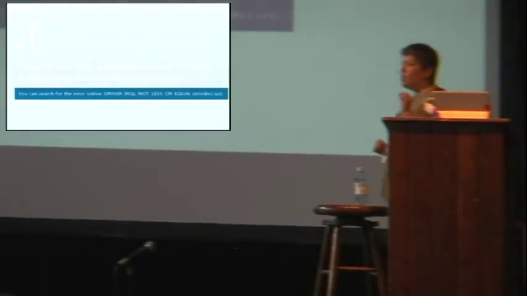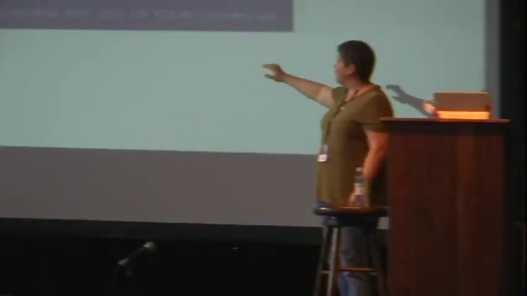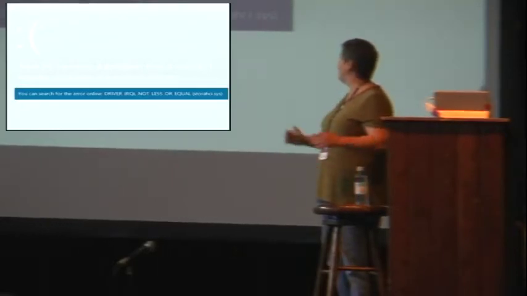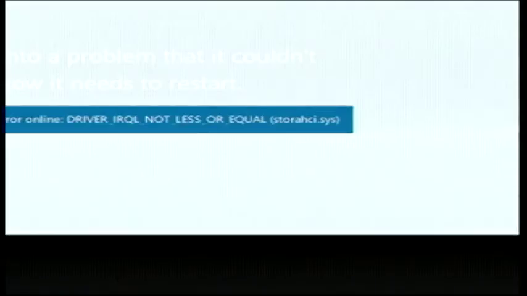We are going to ease the way. This is very important. Sometimes just doing it for them or keeping them going isn't enough. Maybe there are unintended bumps along their path. So we tell them, I'm sure you can't read this, you can search for the error online, driver IRQL not less or equal, storahci.sys. So we're not just giving the error code, which some people know they can look up online. We are telling them, you could do this thing if it will make sense to you and be helpful to you.